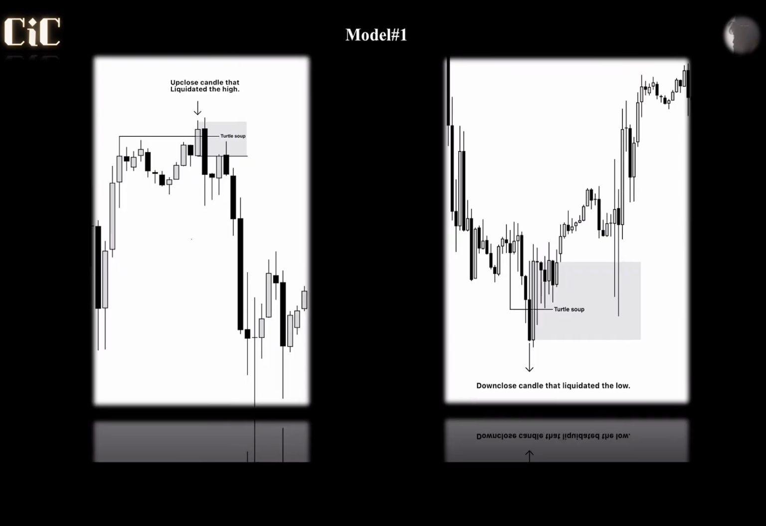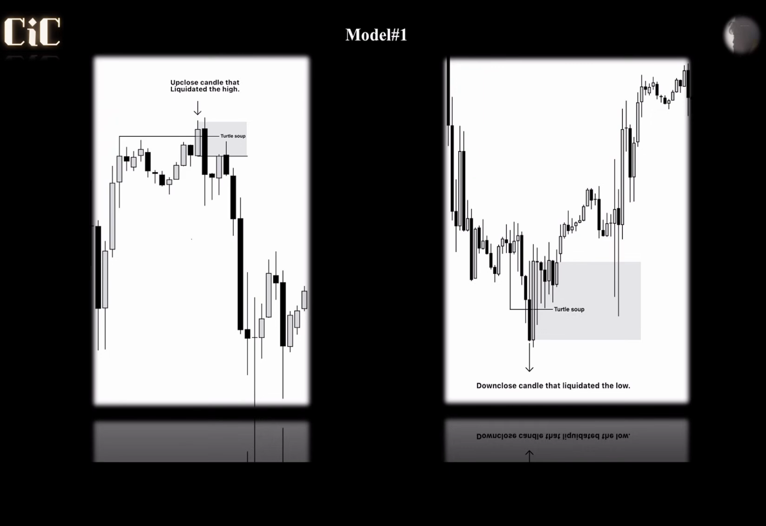Next up, you have the famous model number one. Model number one simply refers to the up close candle that liquidated the high, or the down close candle that liquidated the low. This one specific candle, again, you'll notice this pattern in my speech, which is speaking about one specific candle in each trade.